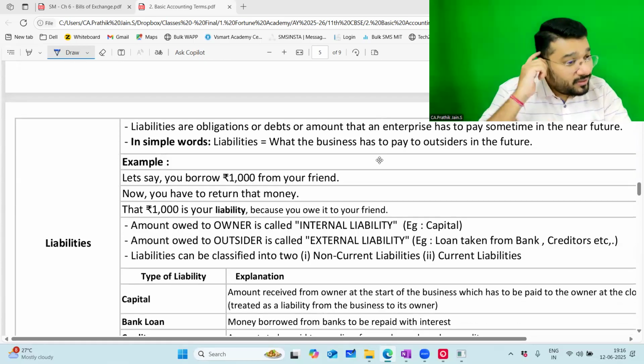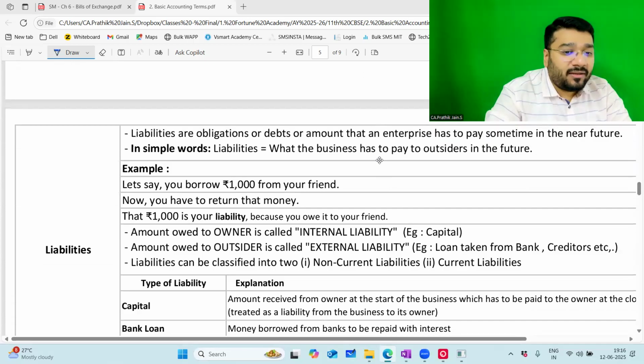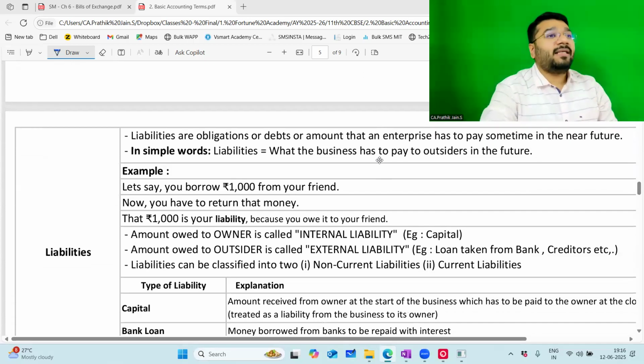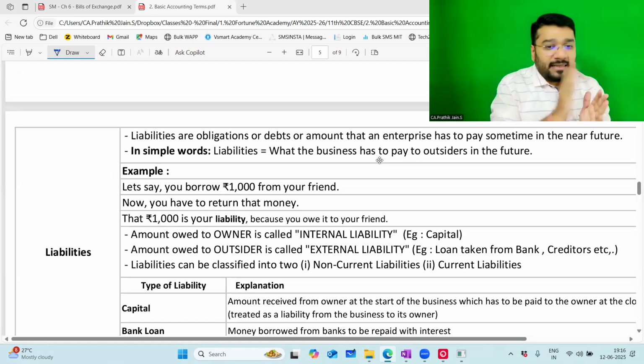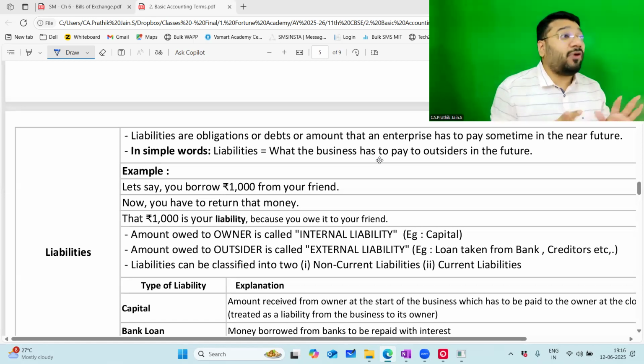Now, today, the focus is on understanding one of the parts of the balance sheet. The balance sheet is split into two parts. The left hand side of the balance sheet is called liabilities. The right hand side is called assets. Now, what is balance sheet? Still, I have not explained. What is balance sheet? What is trading P&L?